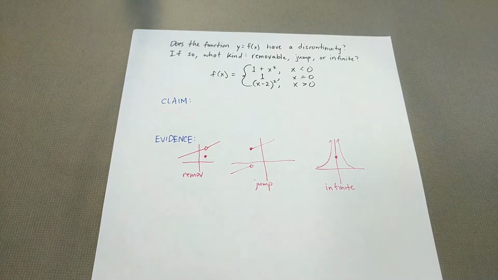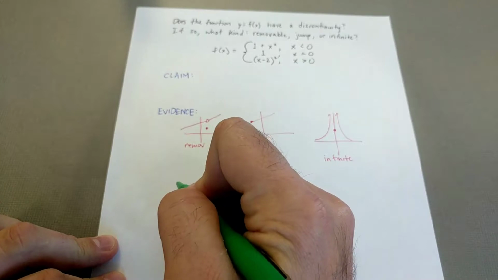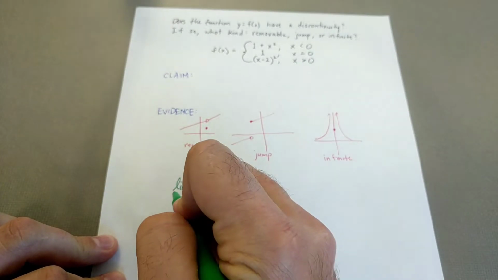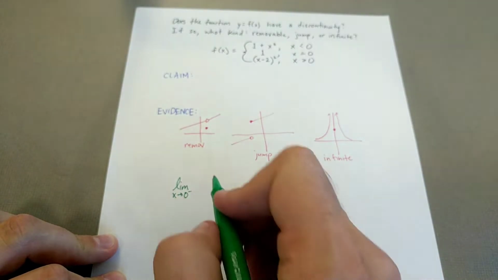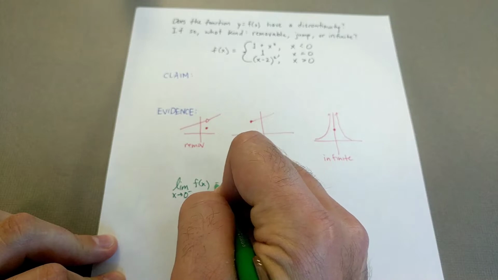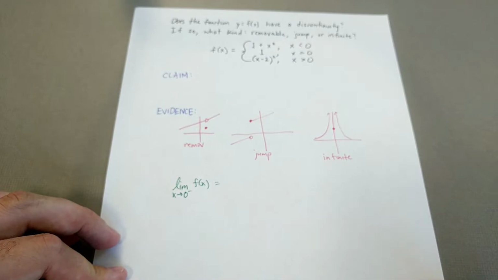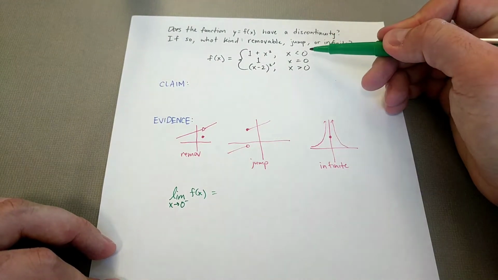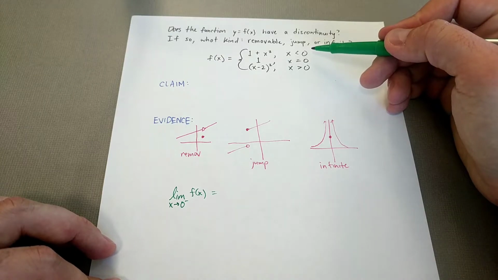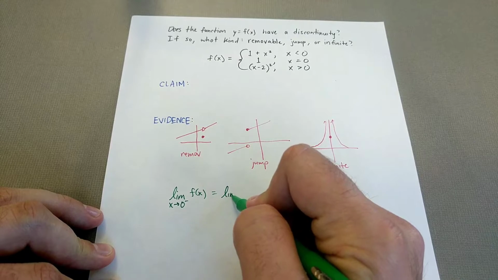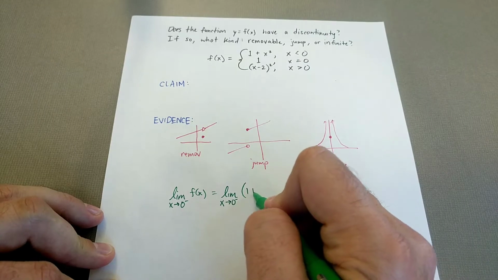So let's talk about limits here. You should have seen them at some point, but I'm just going to do it real quick. We're going to talk about the limit as x approaches 0 from the left side for f of x. Coming in from the left side, we're interested in this formula here, because it says as you're approaching 0 when you're less than 0. So in other words, I want to know, what is the limit as x approaches 0 from the left of 1 plus x squared?